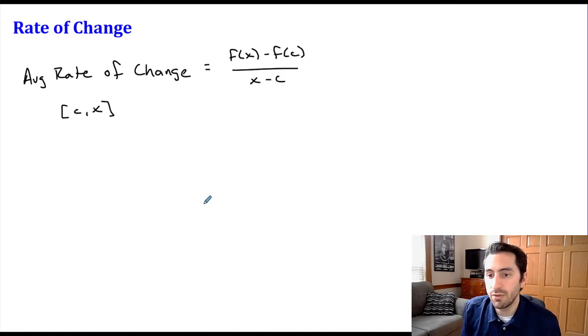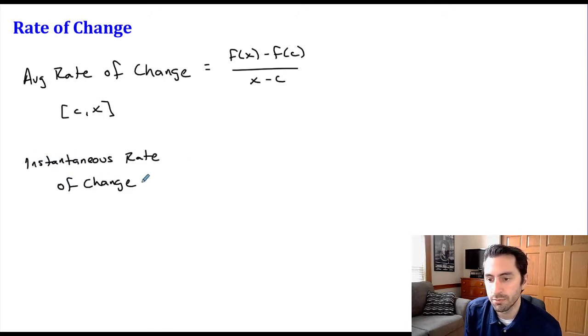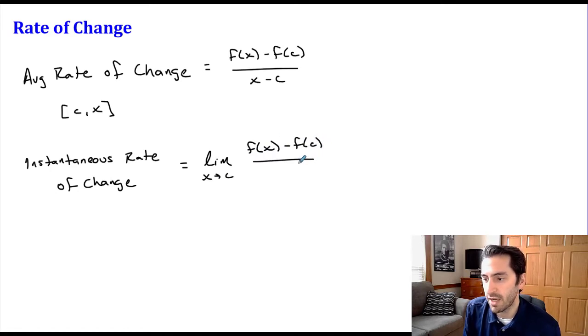Now, if I compare this to the instantaneous rate of change, well, now we don't want an interval. We want the rate of change at just one point. So we're going to bring the two ends of our interval closer and closer together, and we can do that with a limit. So the instantaneous rate of change is going to be equal to the limit as x approaches c of our slope function. So f of x minus f of c over x minus c.